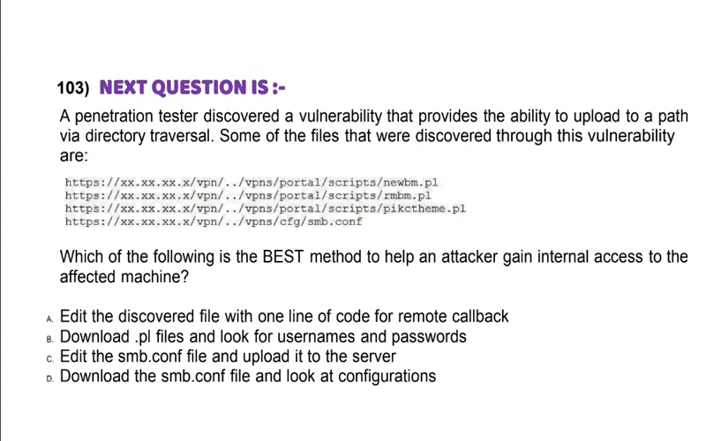Option A. Edit the discovered file with one line of code for remote callback. Option B. Download .pl files and look for usernames and passwords. Option C. Edit the smb.conf file and upload it to the server. Option D. Download the smb.conf file and look at configurations. Correct answer is option C.